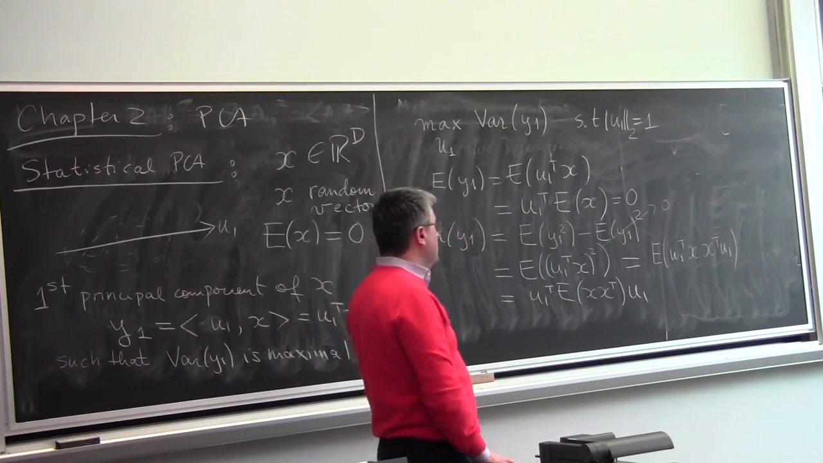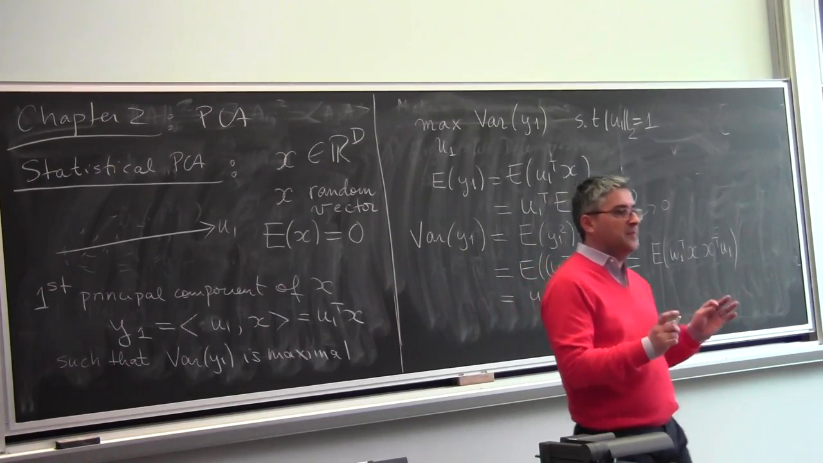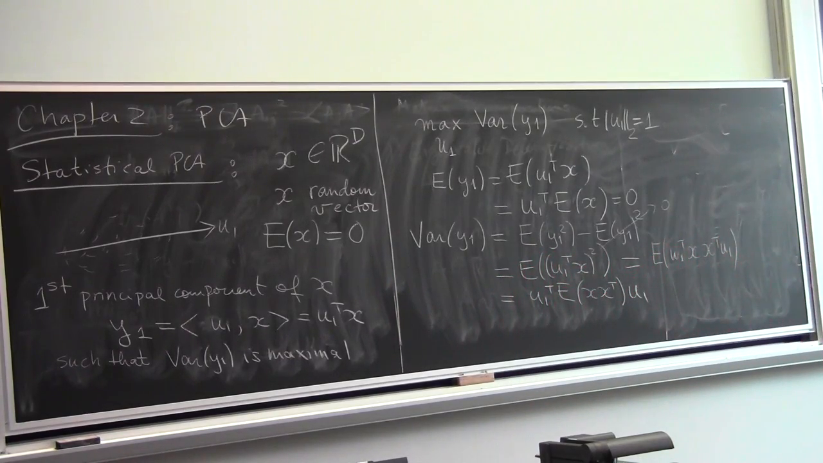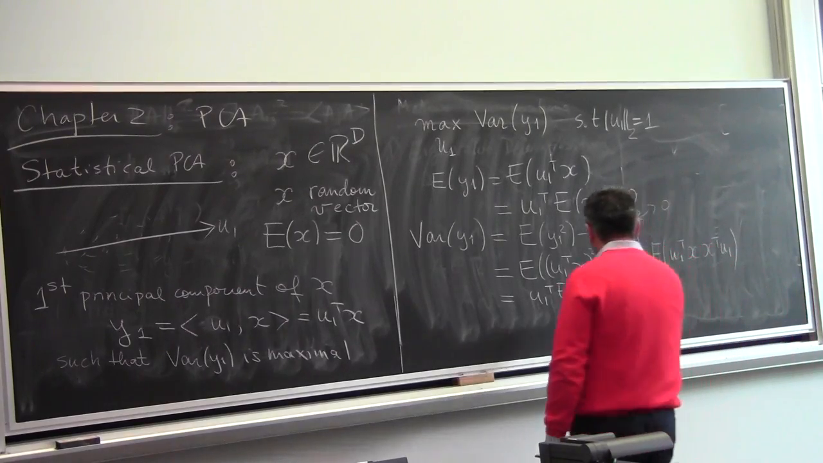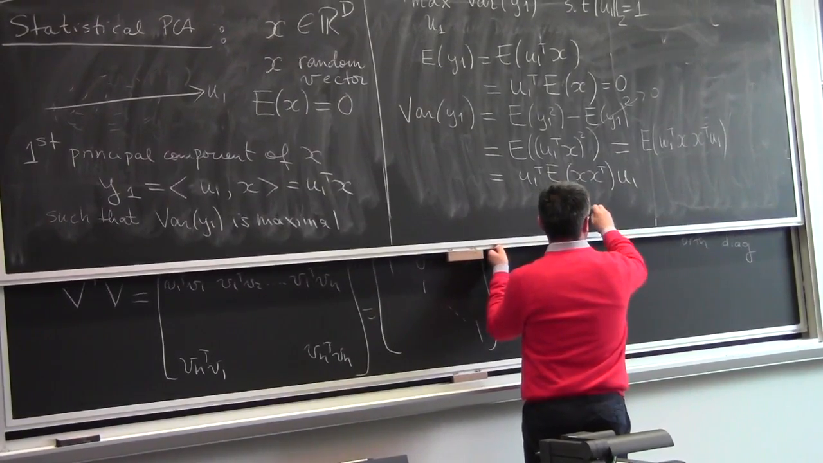Okay, and now what is the expected value of a vector times its transpose? What is it? No one remembers? How is that called? There must be one student from applied math and statistics. Huh? The covariance matrix, right? So this is the covariance matrix. So this is just sigma x.